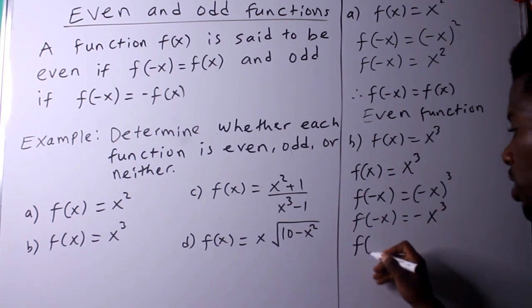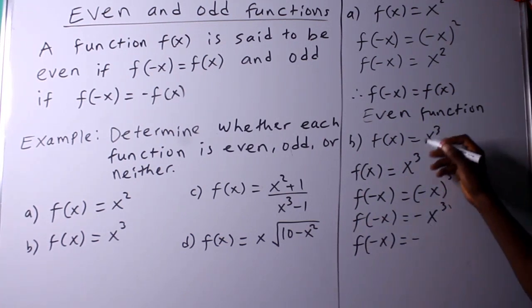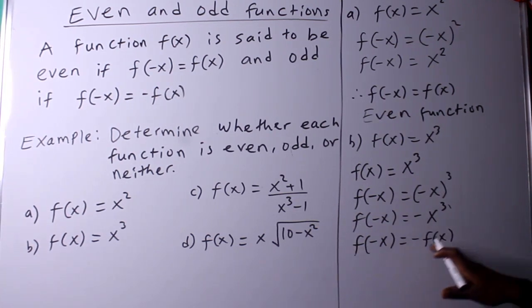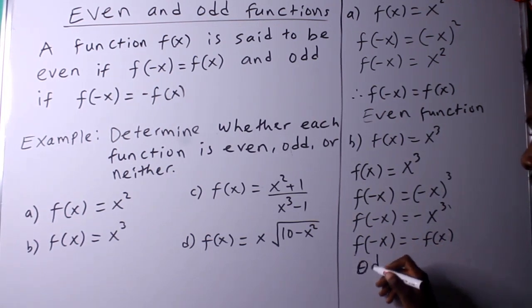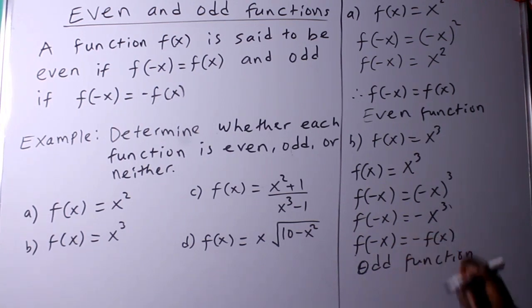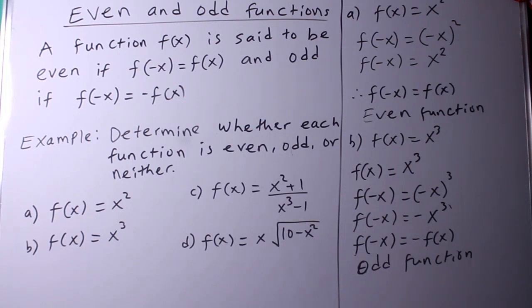If I rewrite this, I will have f of negative x is equal to negative. This x cubed is the same as f of x. So negative f of x. F of negative x is equal to negative f of x. In this case, we say this function is an odd function, because f of negative x is equal to the negative of f of x by definition. So let's look at example number 3.